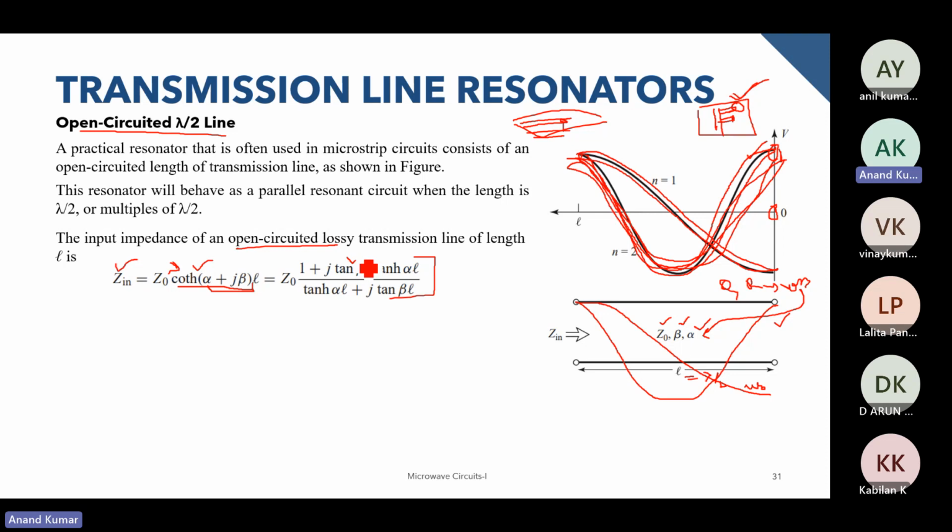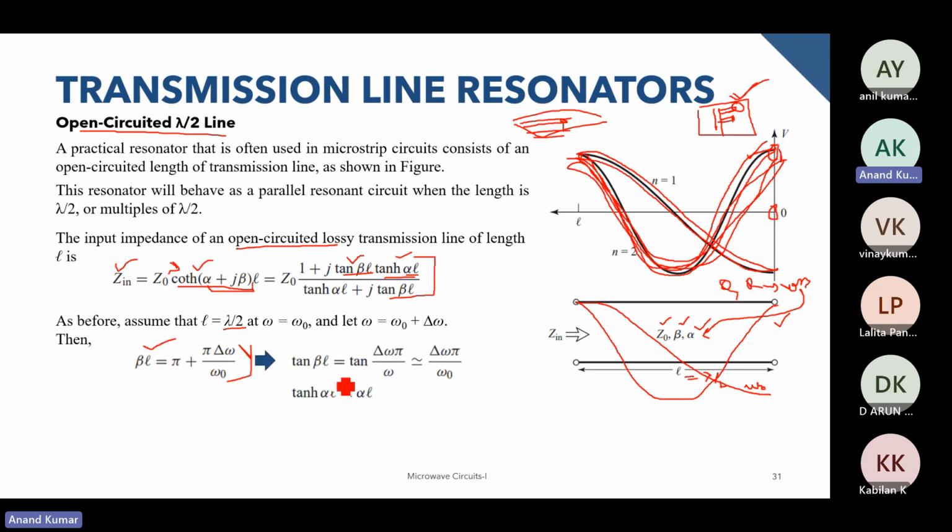We have tan beta L and tanh alpha L, and we already know that this alpha L is very small, so we can simplify it to just alpha L. Tan beta L can be simplified further for a lambda by 2 line. We have already seen this from the short circuited lambda by 2 line, where beta L is simplified to this form. We just substitute these expressions back into the input impedance.